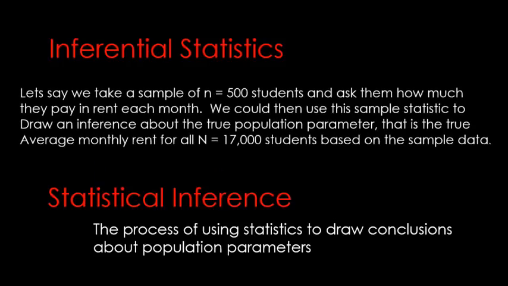Let's say we take a sample of 500 students and ask them how much they pay in rent each month. We can then use the sample statistic to draw an inference about the true population parameter, that is the true average monthly rent for all 17,000 students based on the sample data. This process is called statistical inference.